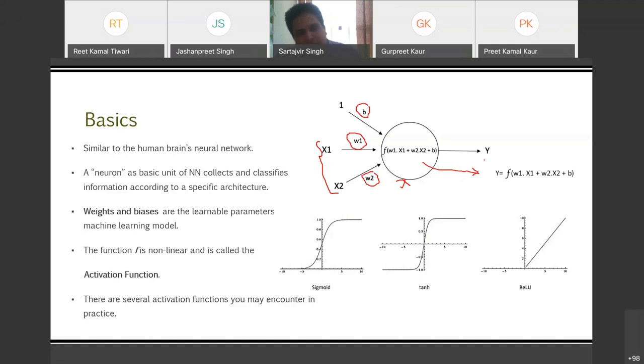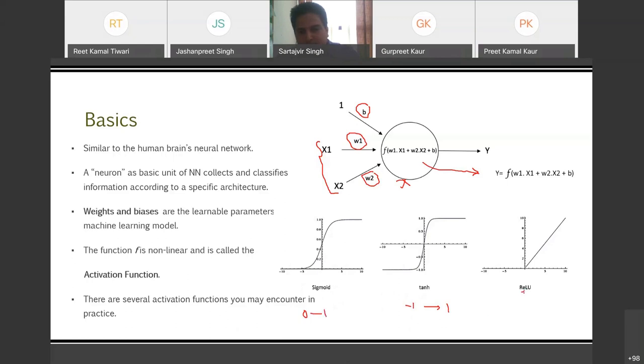The function is nonlinear and is called an activation function, and there are several types of activation functions you may encounter in practice. Those are sigmoid and tanh. The sigmoid takes a real value input and gives the output in the range of 0 and 1, whereas tanh will provide the range between -1 and 1.